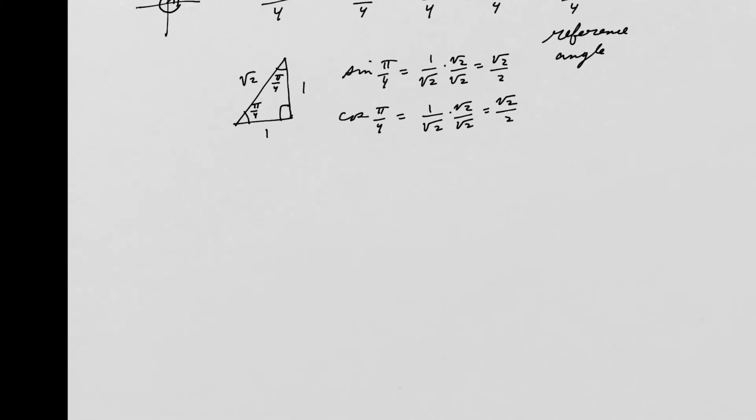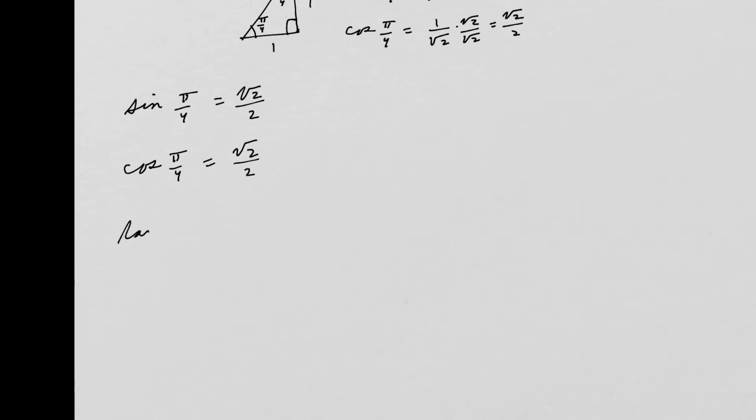Okay, so I know that sine of pi over 4 is radical 2 over 2. I know cosine of pi over 4 is radical 2 over 2. So how do I figure out tangent? Well, once you know sine and cosine, you basically know everything, right? Remember, tangent is sine of pi over 4 divided by cosine of pi over 4. So this is radical 2 over 2 divided by radical 2 over 2. And what is that? That's equal to 1.